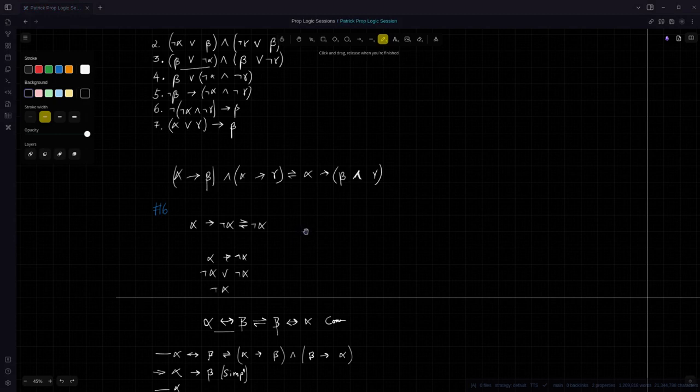Oh, but you've got it there on the screen. Yeah, I see it. I was looking at my sheets. It's when you just have the variable implying its negation, it is equivalent to its negation. Yeah, right.